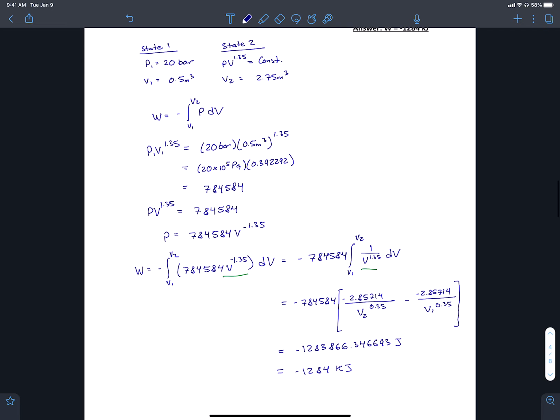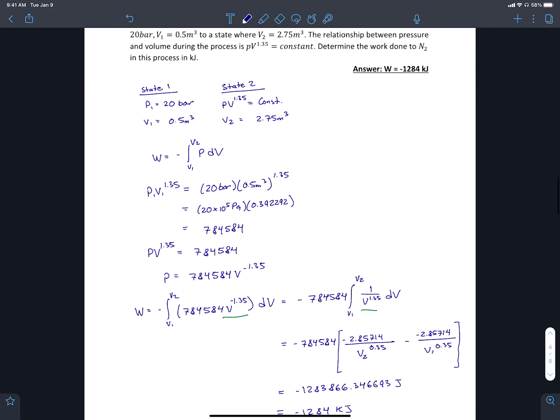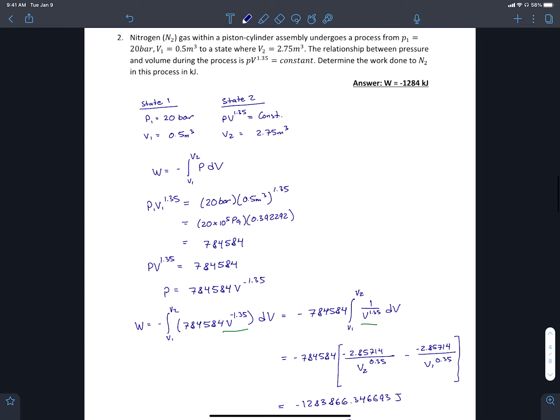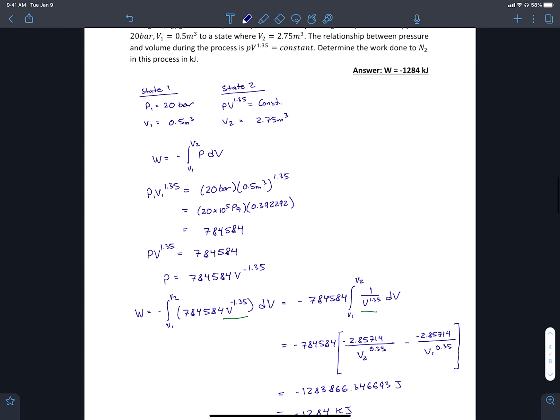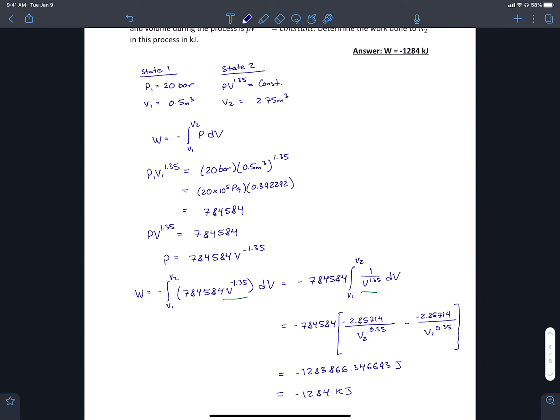How would you solve for P2 though? Is this a polytropic process? Because you're given V2. Yeah, but you don't know what that constant is. How would you have two unknowns in one equation? So the reason why we did this is because this constant we don't know. So we have to solve for this constant, and then we can plug back in for the pressure.